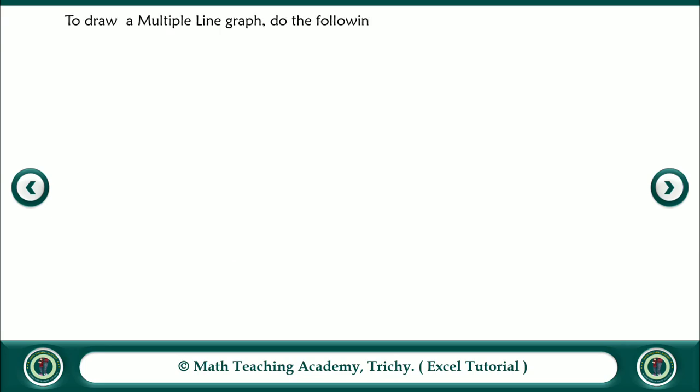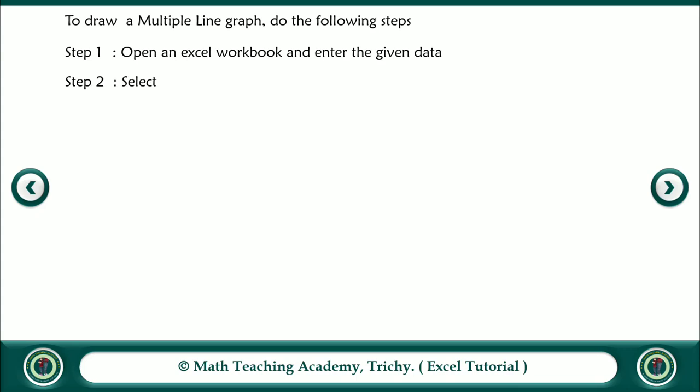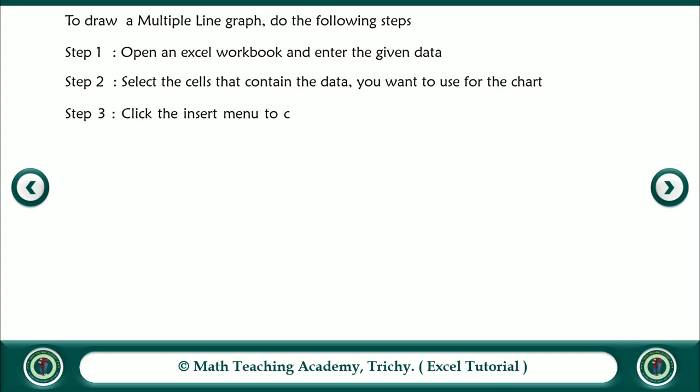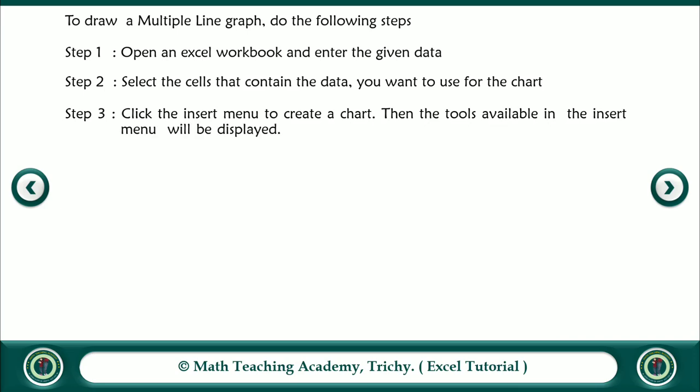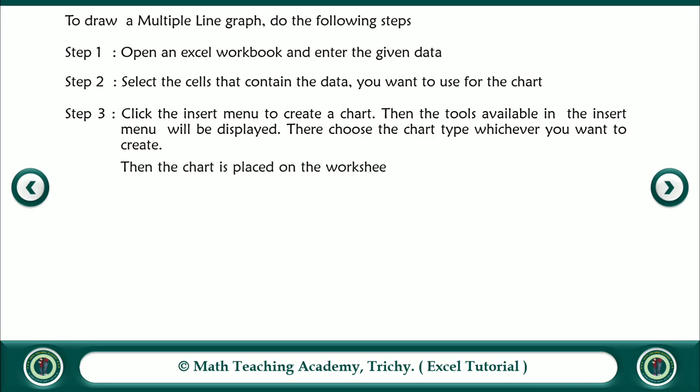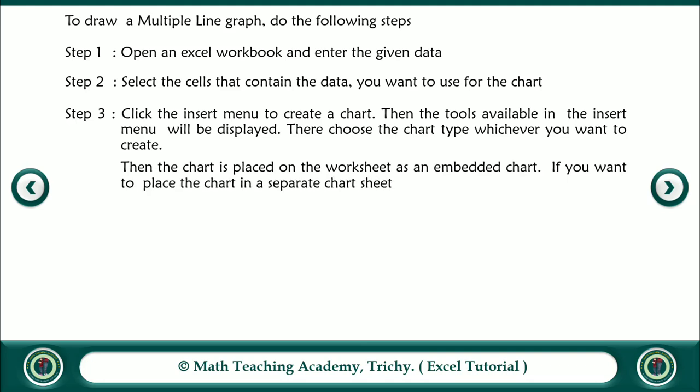To draw a multiple line graph, do the following steps. Step 1. Open an Excel workbook and enter the given data. Step 2. Select the cells that contain the data you want to create a chart. Step 3. Click the insert menu to create a chart. Then the tools available in the insert menu will be displayed. There, choose the chart type whichever you want to create. Then the chart is placed on the worksheet as an embedded chart. If you want to place the chart in a separate sheet, you can change its location.